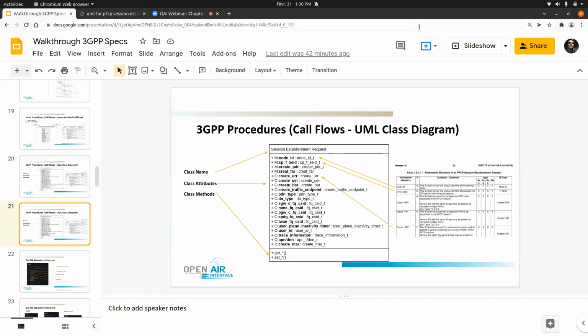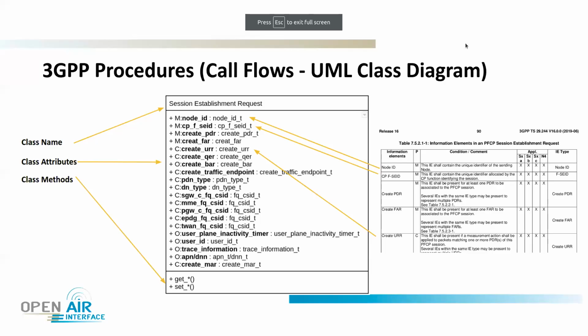Now you have the idea, you have created the UML diagram. So now it's time to write code and implement it. Before going deep into the overall code structure or the coding style, I will give a brief overview of how the OpenAirInterface core network repositories are organized.